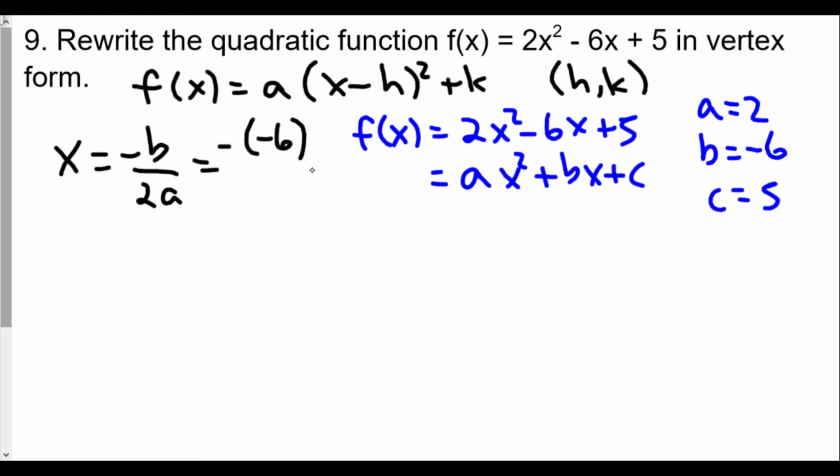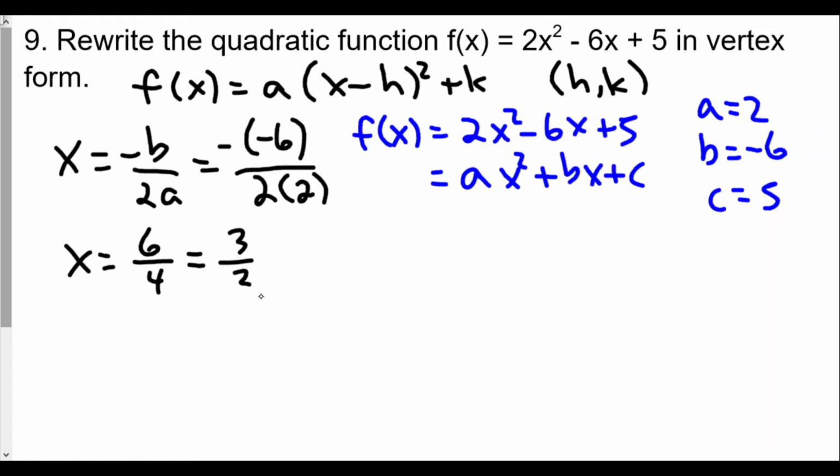Now remember, negative b just means negative 1 times b. So whatever the b value is, you multiply by negative 1. So please remember that. Negative 1 times negative 6 will give us a positive 6. So we have 2, and of course a is 2. So we have an x value of positive 6 over 4, which is the same as 3 over 2. Or you can put this as 1.5. Either one, all right? Now, once we have our x value, that's the h value of the vertex.